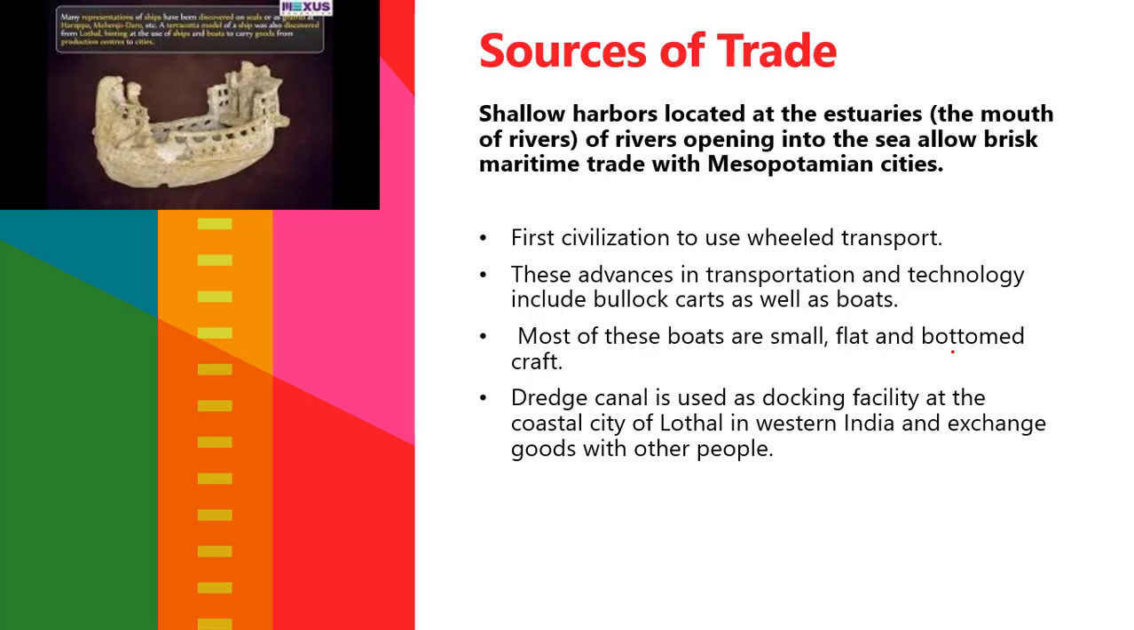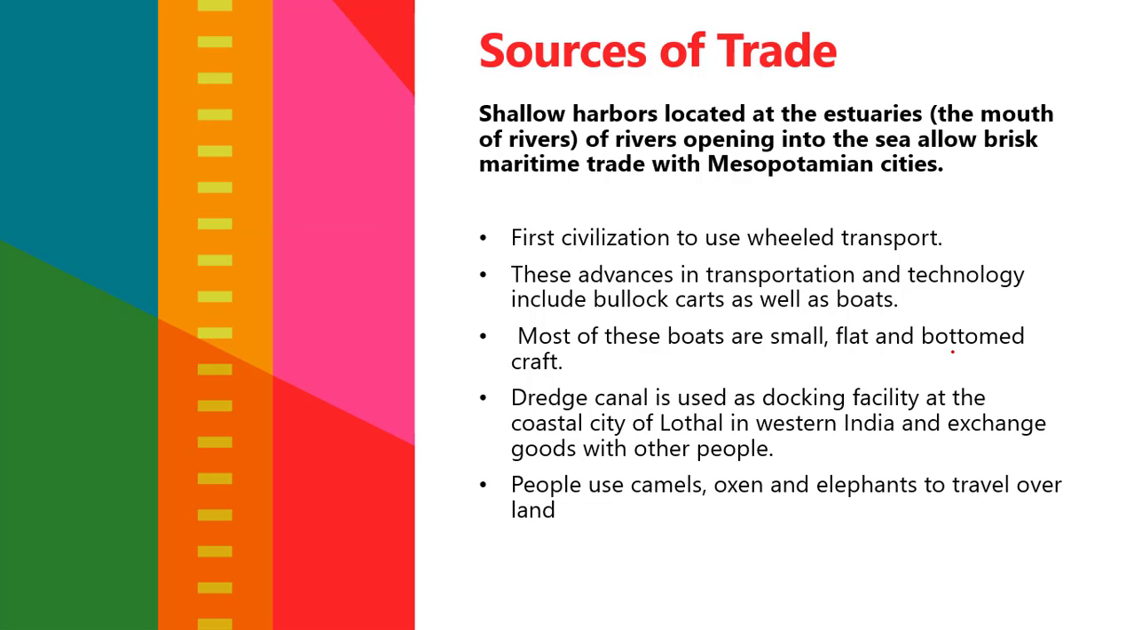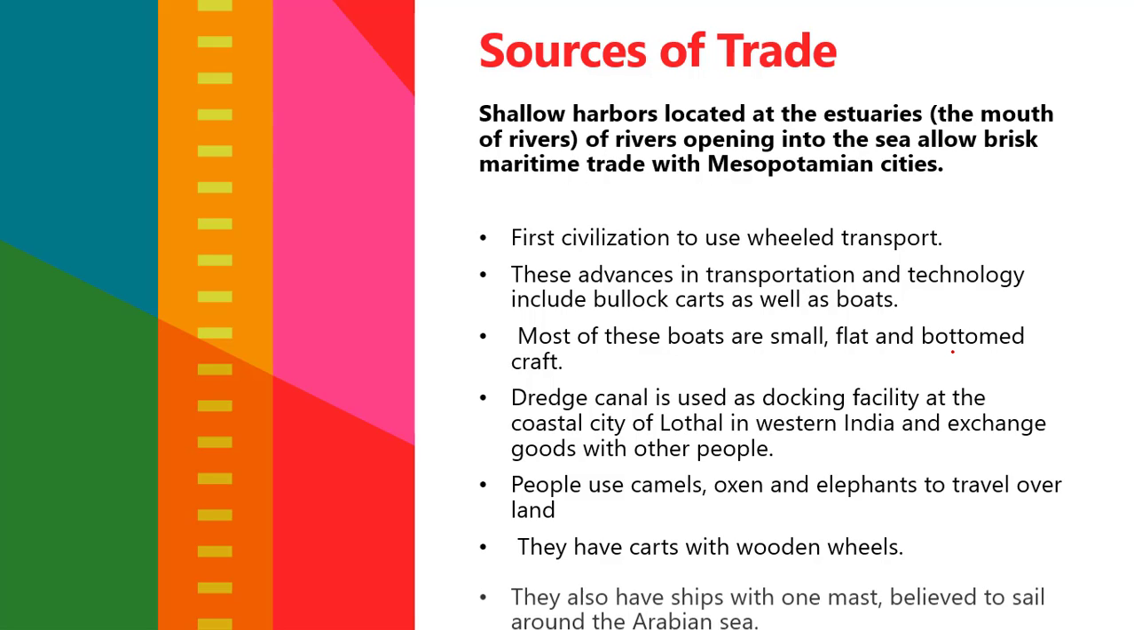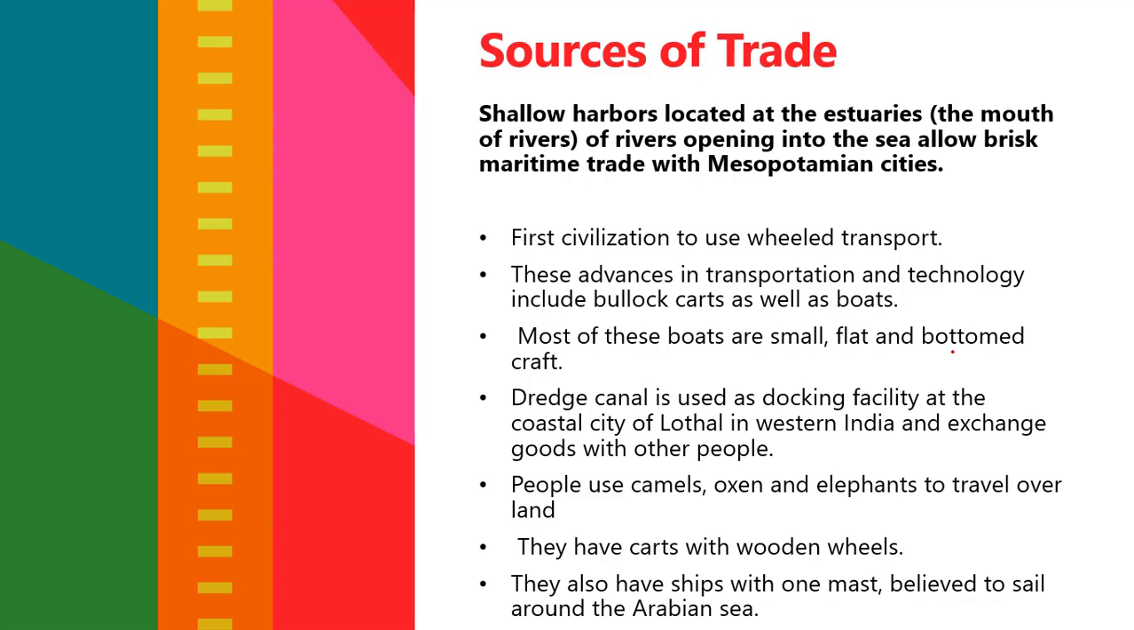Dredge Canal is used as docking facility at the coastal city of Lothal in western India and exchanged goods with other people. People use camels, oxen, and elephants to travel over land. They have cars with wooden wheels. They also have ships with one mast believed to sail around the Arabian Sea.